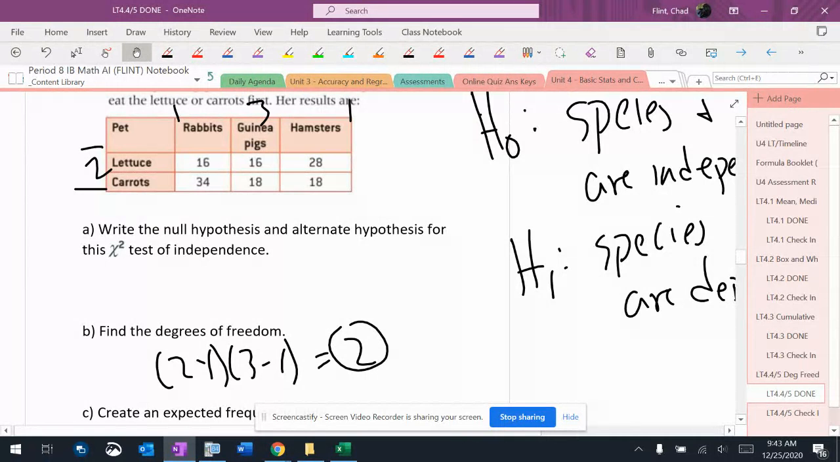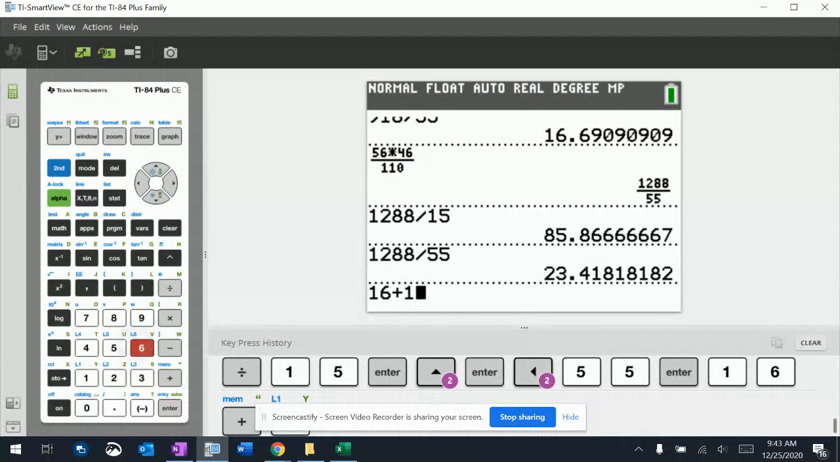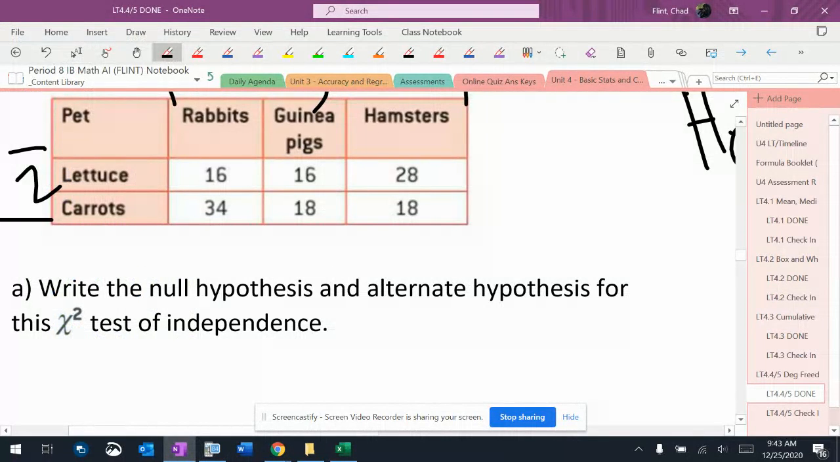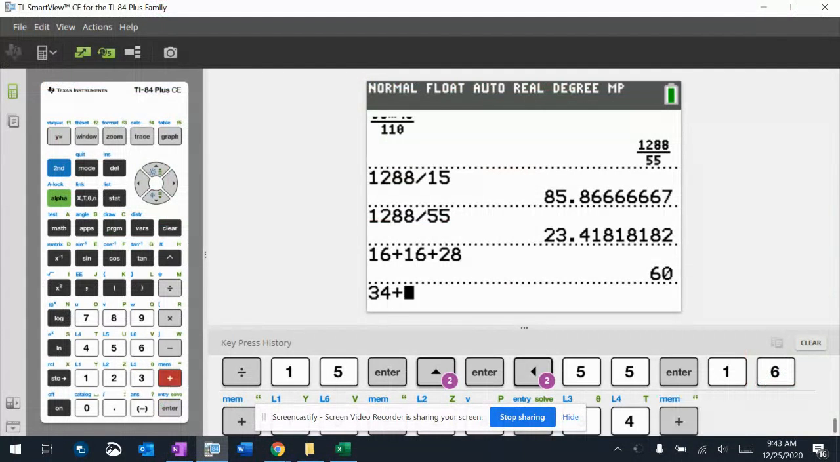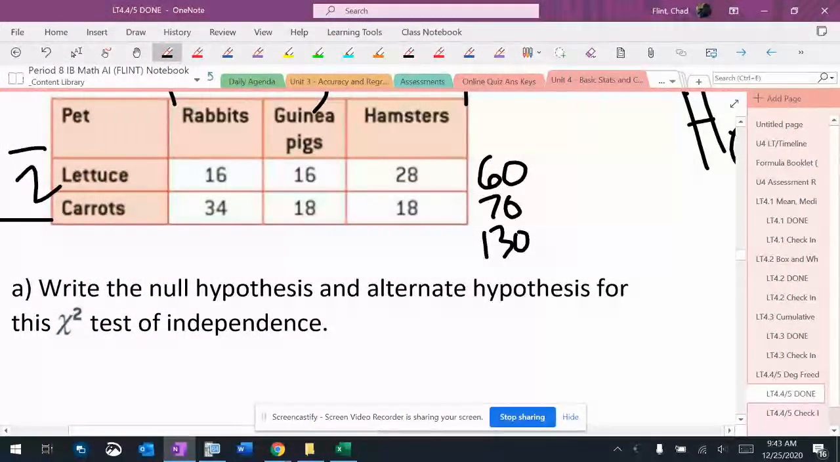To fill these out, I have to do each one of these. I can do them on a calculator, I can do them by hand, whatever I want to do. But I'm going to need the totals. So I need to add these things up. 16, 16, and 28 is 60. 34, 18, and 18 is 70. The grand total is 130. This is 50. This is 34. And this is 46. Okay, so there's my totals.